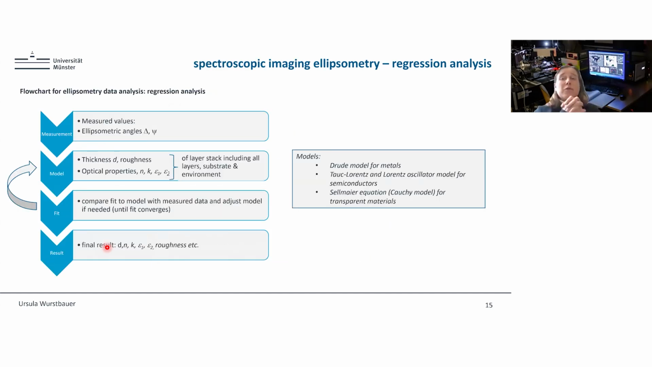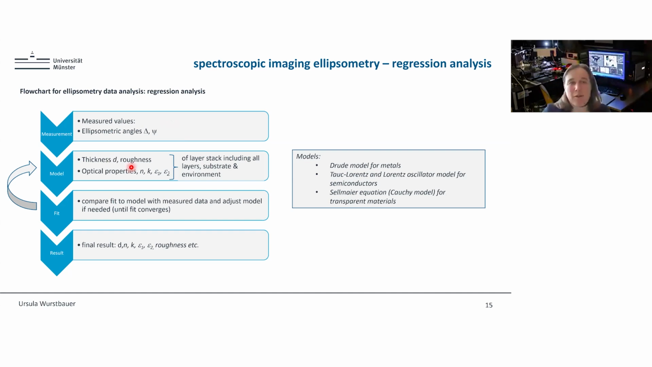Now, very briefly, let's come to the so-called regression analysis required to extract the parameters we are interested in. First of all, the flow chart is as follows. We measure the angles, then we construct a model which is as close as possible to the expected outcome already. So we have to set up all the layers which are included, and assign starting parameters for thickness, maybe roughness, and the optical properties. Of course, the more we already know, the better the modeling.